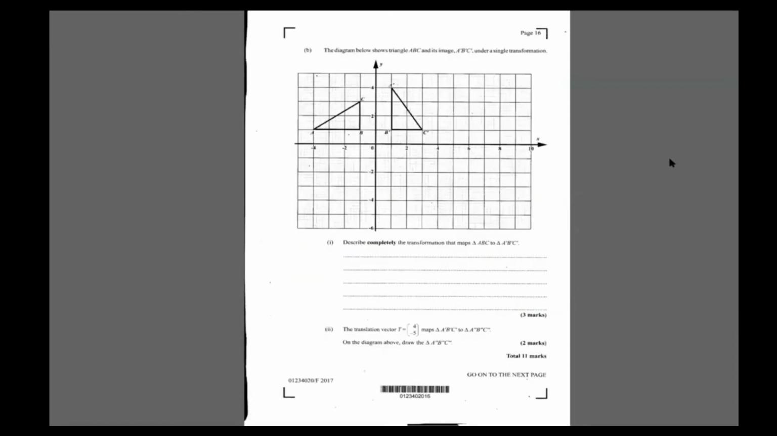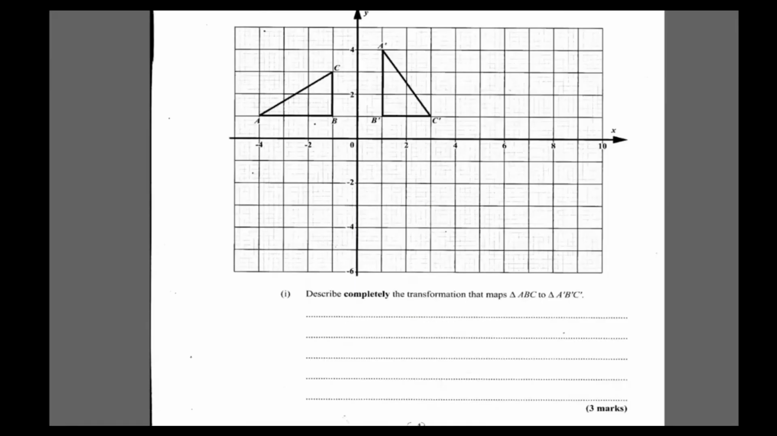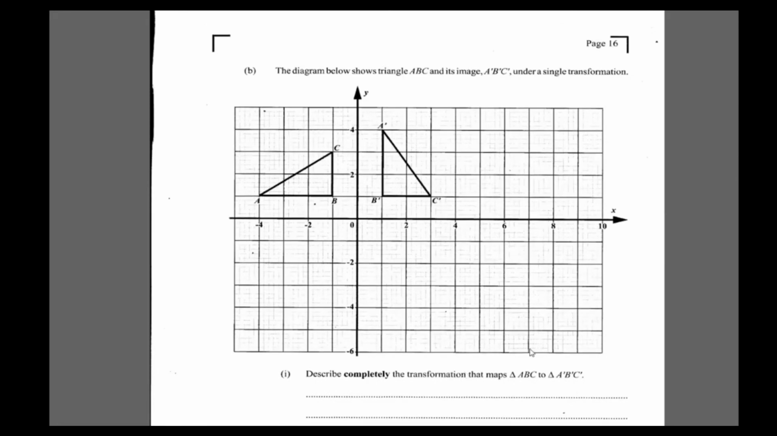Now question 5 part B, it's going to be transformation. So let's look at the transformation question now. It says describe completely the transformation that maps triangle ABC to triangle A prime, B prime, C prime. In order to do these questions, I love to look at coordinates to find out what was happening. Clearly it looked like a 90-degree rotation in the clockwise direction.